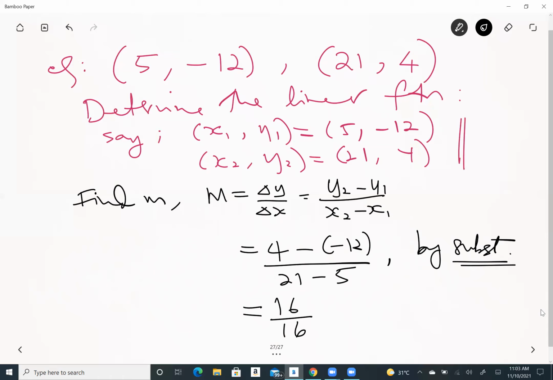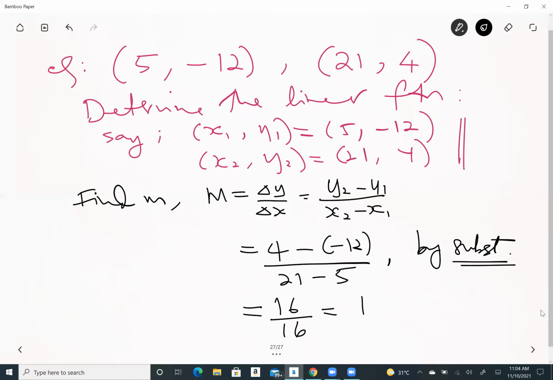Cantik lah. Pandai. Very simple. Saya tak ada value 1 sebelumnya tadi. Dapat 1. Tak apa lah. Okay, it doesn't matter. So the slope is 1. M is equal to 1.